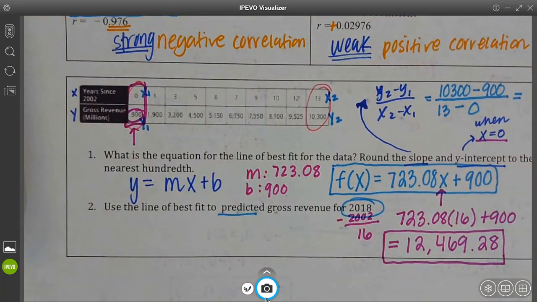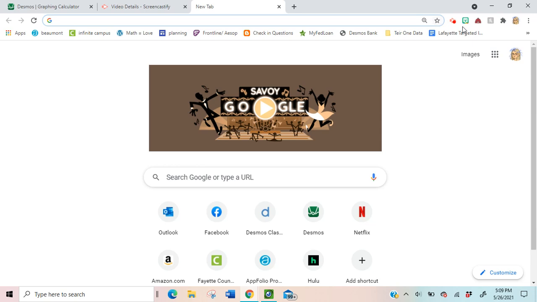And that's going to be our last problem on our remediation for today. Now you're ready to take your remediation quiz.